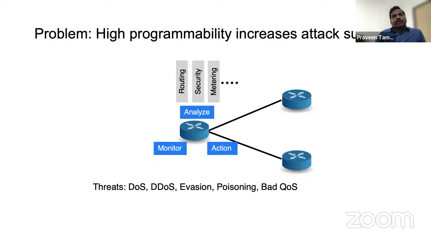And given such high programmability, it also increases the attack surface. Some potential threats are related to DoS, evasion, poisoning, and bad QoS. Let me spend some time explaining these possible attacks. One possible attack is if an attacker somehow knows the logic running inside the switch, he could exploit that logic and craft malicious traffic that triggers or tricks the logic running entirely in the data plane.